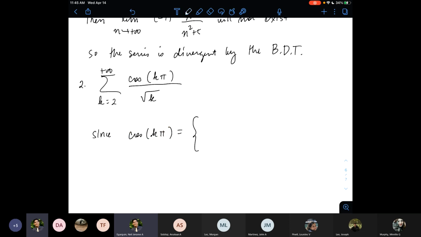So essentially, cosine of k pi is equal to 1 if k is even, right? Because in the unit circle, even multiples of pi will be here. So 0, 2 pi, 4 pi, 6 pi, and so on. They will be here, and the cosine here is +1. And when k is odd, you will be here, right? Because you have pi, 3 pi, 5 pi, 7 pi, and so on, they all are here, and the cosine at this point is equal to -1.